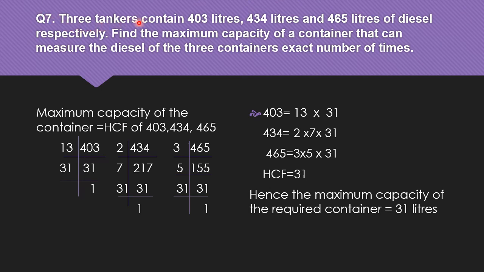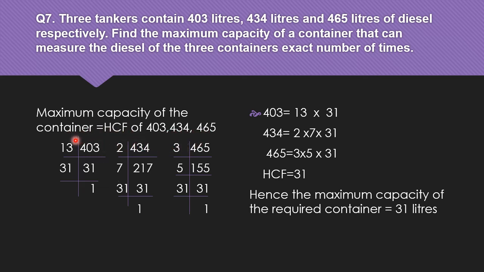3 tankers contain 403 liters, 434 liters and 465 liters of diesel respectively. Find the maximum capacity of a container that can measure the diesel of the 3 containers an exact number of times. So the question is to find the maximum capacity of the container. So it is the same as the HCF of 403, 434 and 465.